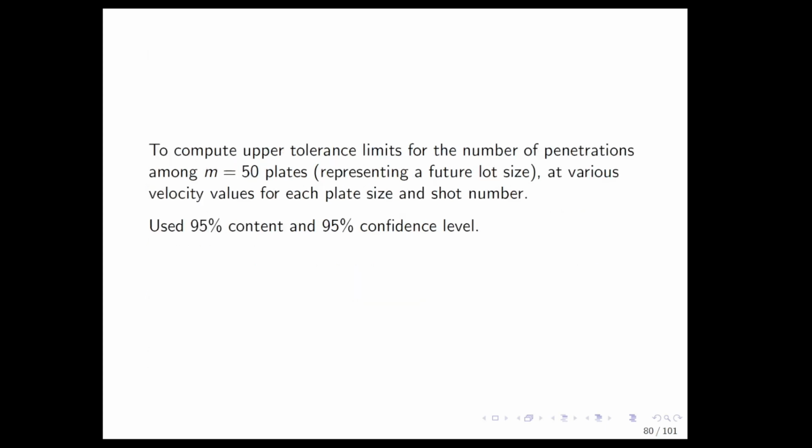So I'm going to show you. Remember, we are computing the upper tolerance limit at a fixed value of the covariate. We are going to use P equal to 0.95 and 1 minus alpha equal to 0.95. What happens if I test it 50 times? If a plate is tested 50 times, what will be the upper tolerance limit on the number of penetrations or the proportion of penetrations? So I'm going to show you a plot.